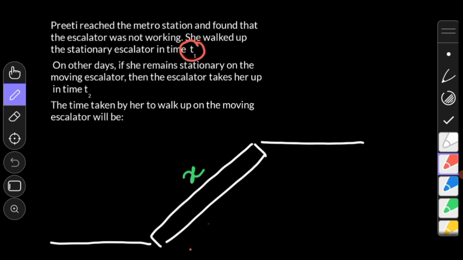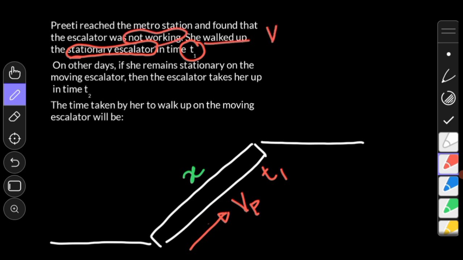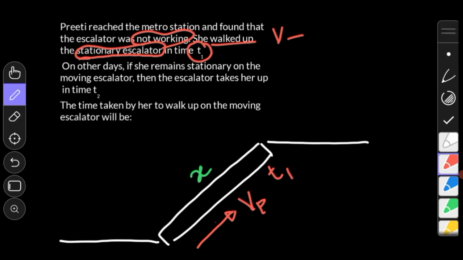Okay, so in case 1 she reached in time t1, and the velocity here, or the speed here, is actually the velocity of Preeti only, because the escalator is stationary in this case. Escalator was not working, so she walked up. That means the velocity here is equal to the velocity of Preeti only.